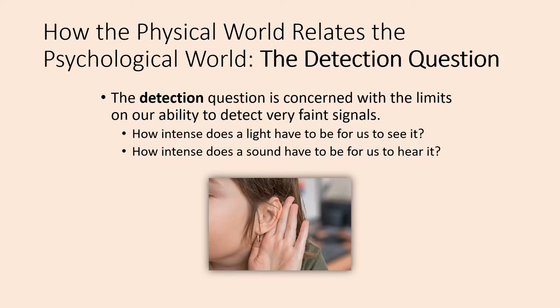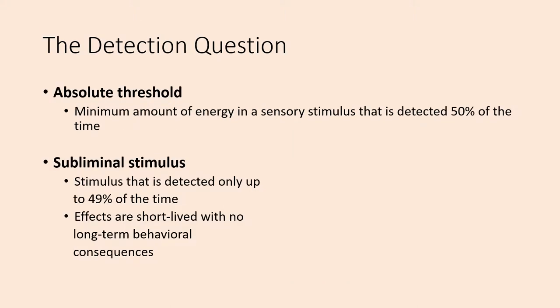We'll start with the detection question, which is concerned with the limits on our ability to detect very faint signals. How intense does a light wave have to be for us to see it? And how intense does a sound have to be for us to hear it? Psychologists study the phenomenon of the absolute threshold of a stimulus, the lowest level of a stimulus that we can detect on 50% of the trials.